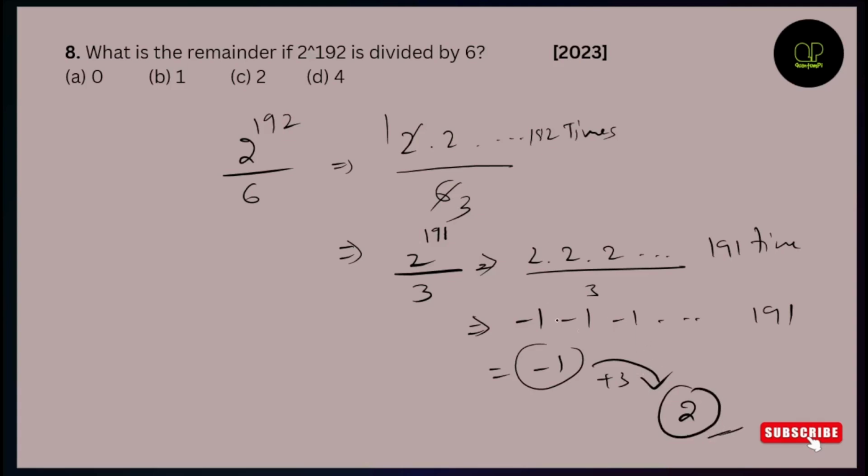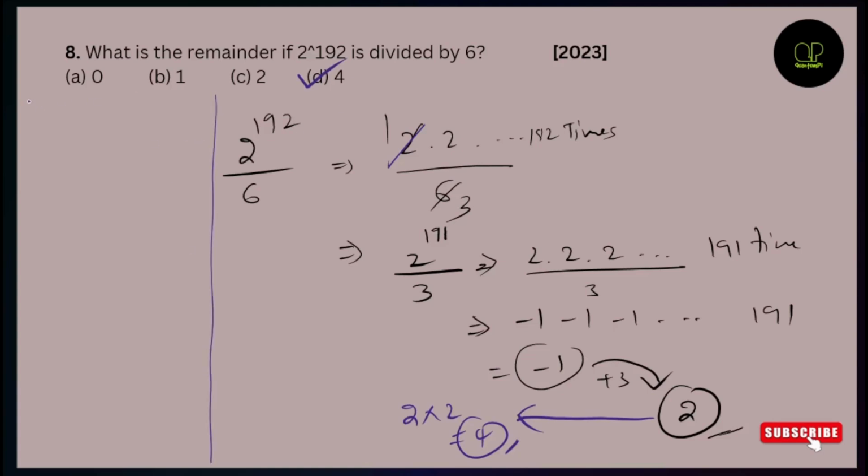But here is the catch. Do not think your remainder is 2, because you have already divided initially with 2, right? You have cancelled 2 here and 2 here. So at the end, you have to again multiply by 2. So your final remainder would be 2 twos are 4. So your answer would be 4.